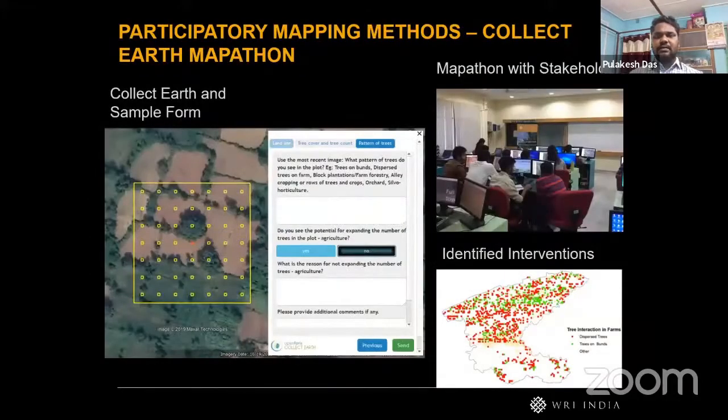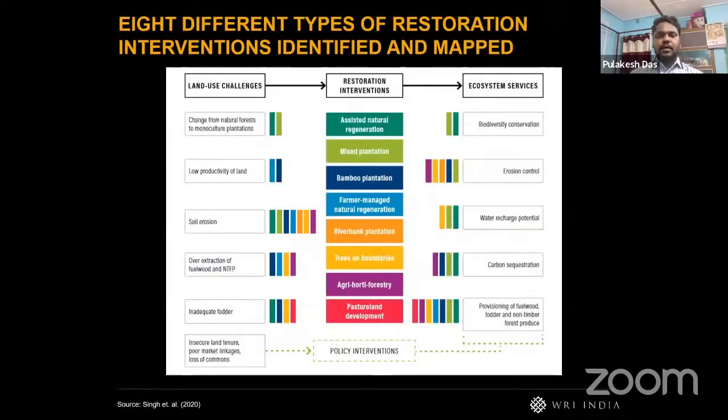And on the right hand side, you can see the GIS data analysis mapathon event we conducted, and on the left hand side, the Collector tool we used, and on the right, the different data collected in this landscape. From all this analysis, we have come up with different interventions: what the land use challenges are in this particular landscape, what restoration interventions can be adopted here, and what kind of ecosystem benefits can be achieved if we do this landscape restoration.